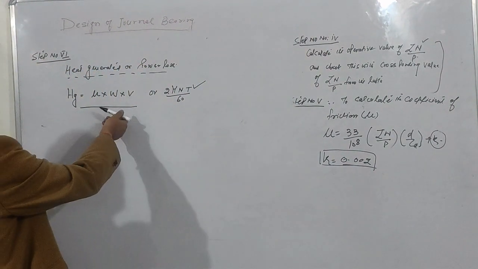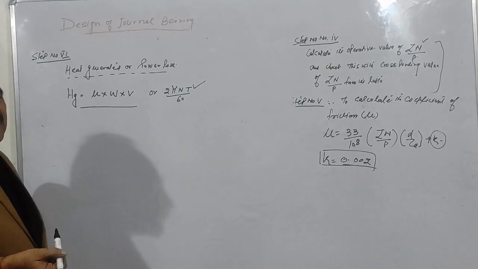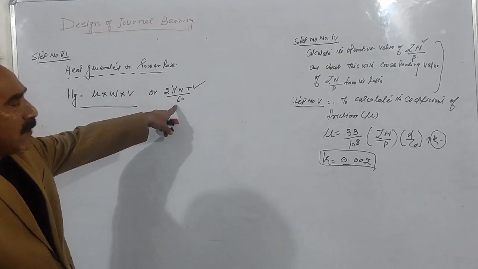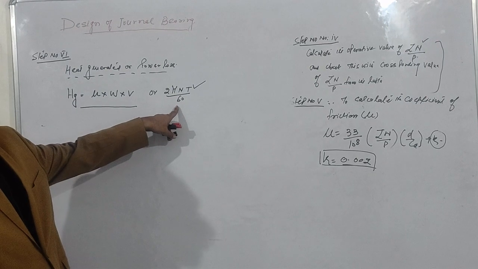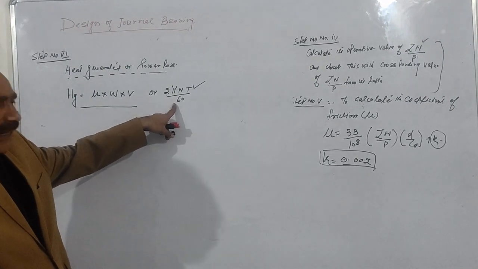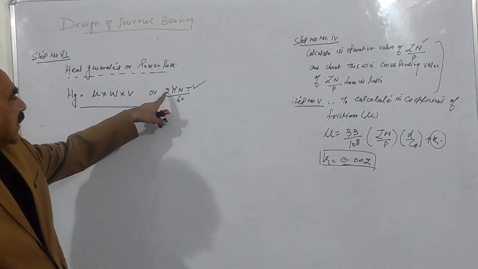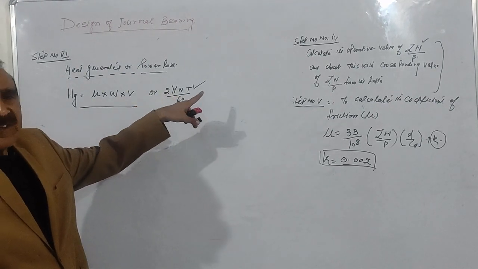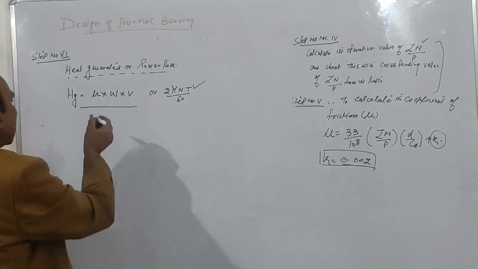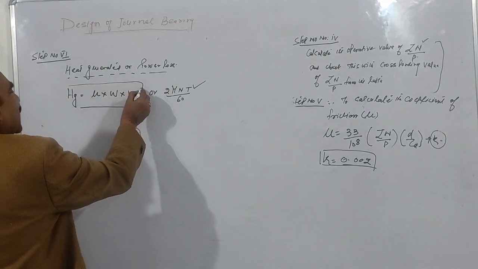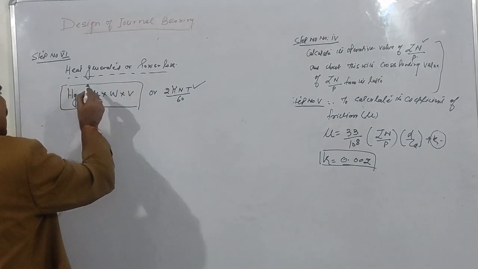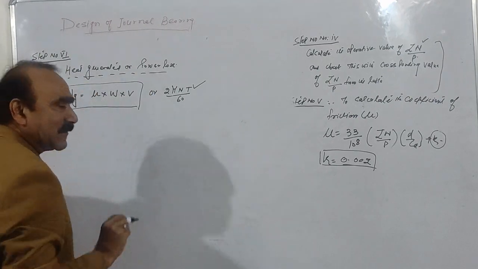either you calculate by using this relation. And if the speed is given in seconds, then you don't have to write this 60, right? अगर आपको speed second में दिया है, तो तब आपको 60 से divide नहीं करना है, right? Then this is equal to 2 pi N T, where T is the torque. So heat generation, this is your next step. So both are same, heat generation or power loss.